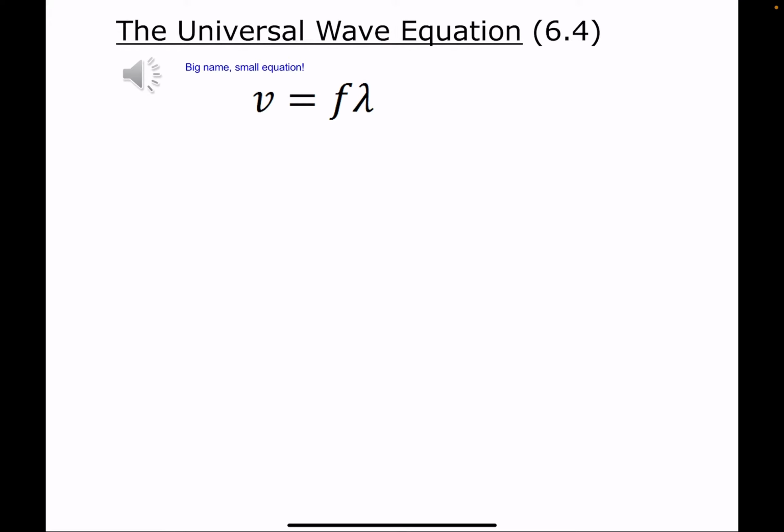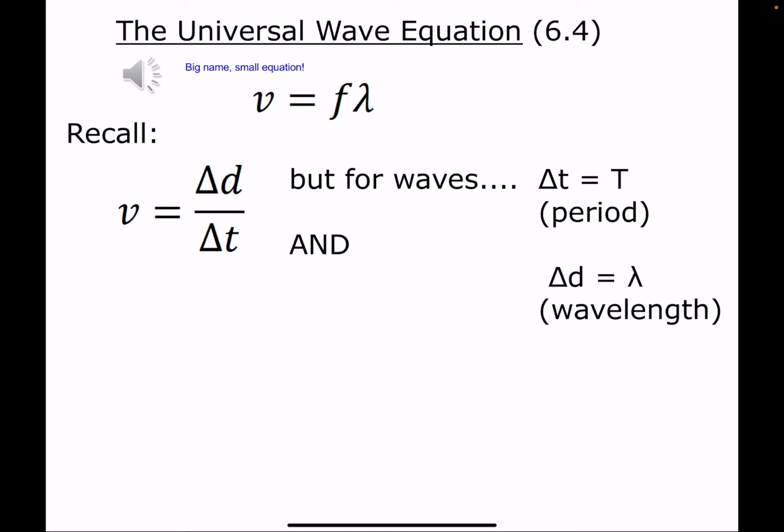The universal wave equation. Normally I'd have some music playing here. Universal wave equation right here. It's a big name for a small equation. If you remember, v is displacement over time, or distance over time if you want to talk about speed. For waves, the specific time that we're going to talk about is the period. It's the time for one cycle. That's capital T.